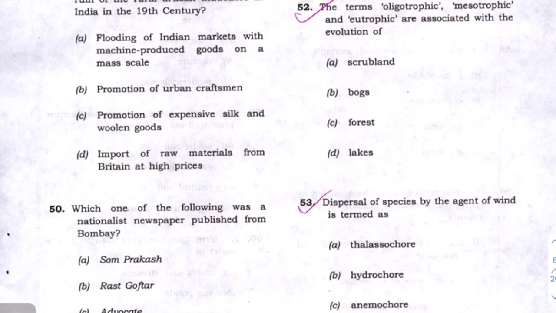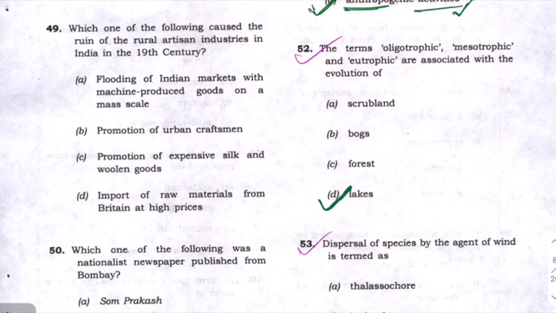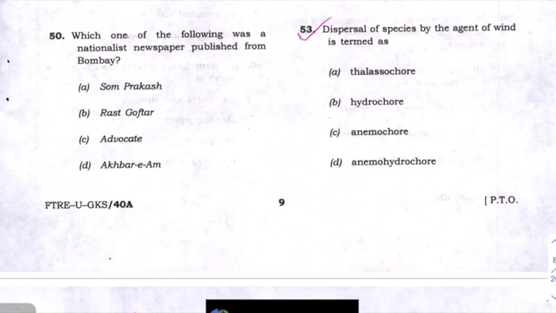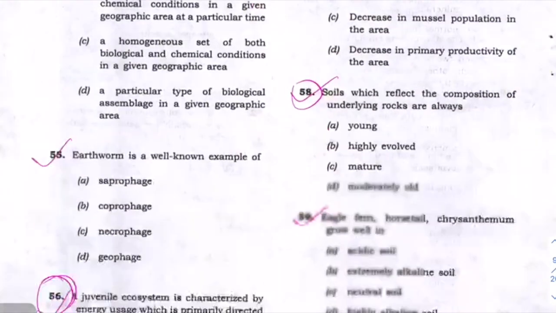Moving to the next: the terms oligotrophic, mesotrophic and eutrophic are associated with, obviously, lakes, because all these things are associated with lakes. Next, the dispersal of species by the agent of wind is known as anemochory. So this is going to be the answer for this question.